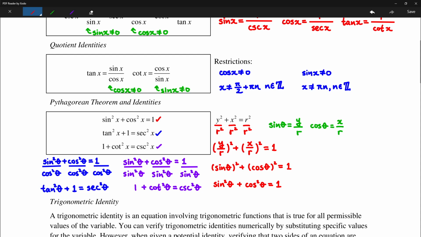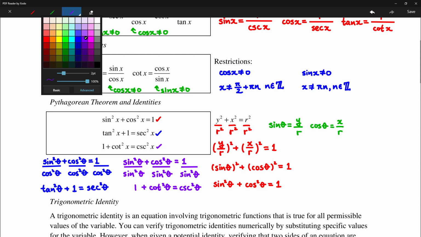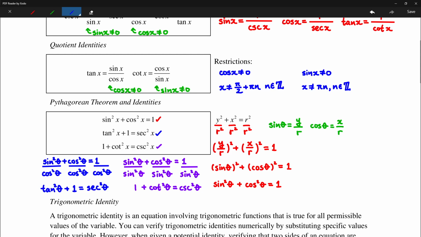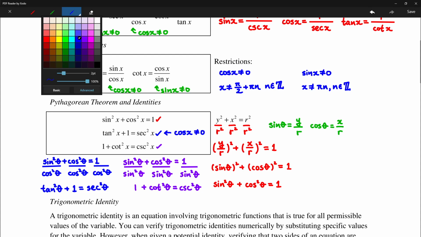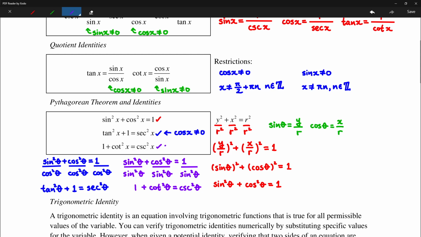Another important piece here that should not be neglected is the idea that in the second expression, because it contains tangent and secant, cosine x cannot be equal to 0. And in the third expression, since we divided every term by sine square theta or sine square x, sine x cannot be equal to 0, which of course can be referred back to the restriction that we found earlier.